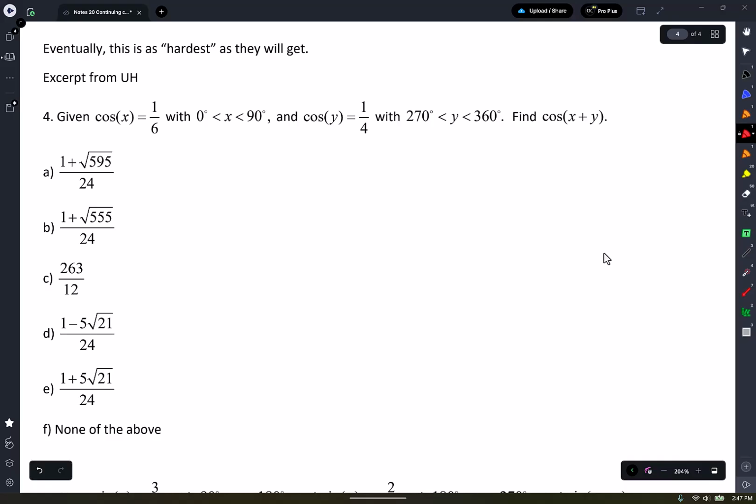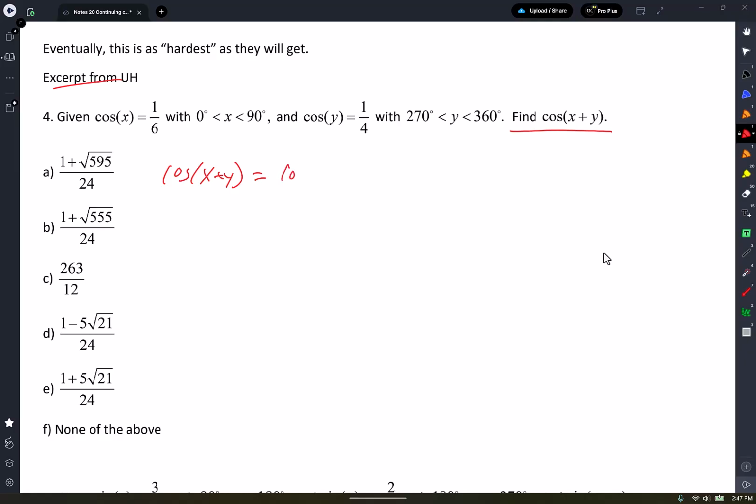So check it out. It says find cosine x plus y. This is coming from UH. It's the same logic. I'm going to write cosine x plus y, and I just write the formula for cosine x plus y. Cosine x cosine y minus sine x sine y. Are we still okay? Nothing crazy, right? All right, check it out.